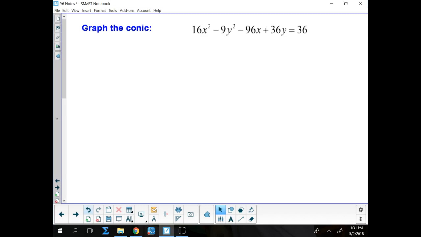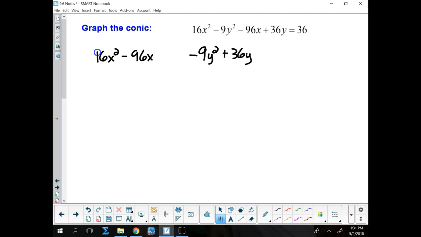Okay. All right. So second spot check is, let's complete the square on this thing. So 16x squared minus 96x minus 9y squared plus 36y equals 36. Agree? Okay. Got to factor out a 16 out of the x's. And that leaves me with that.